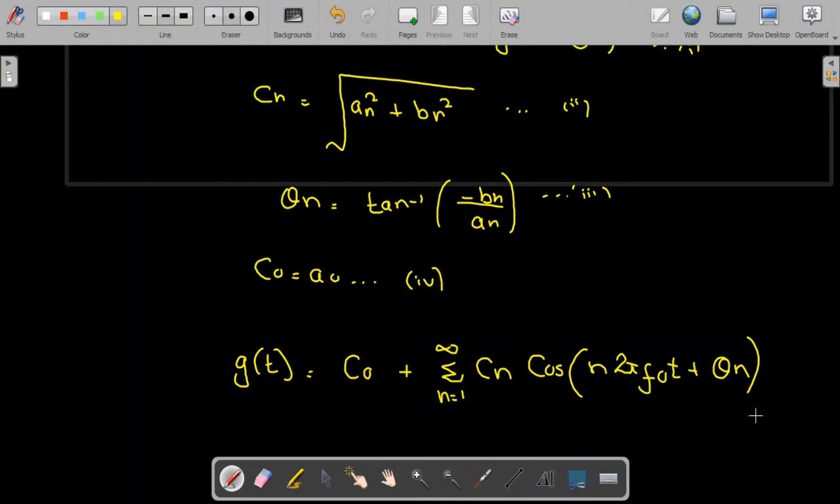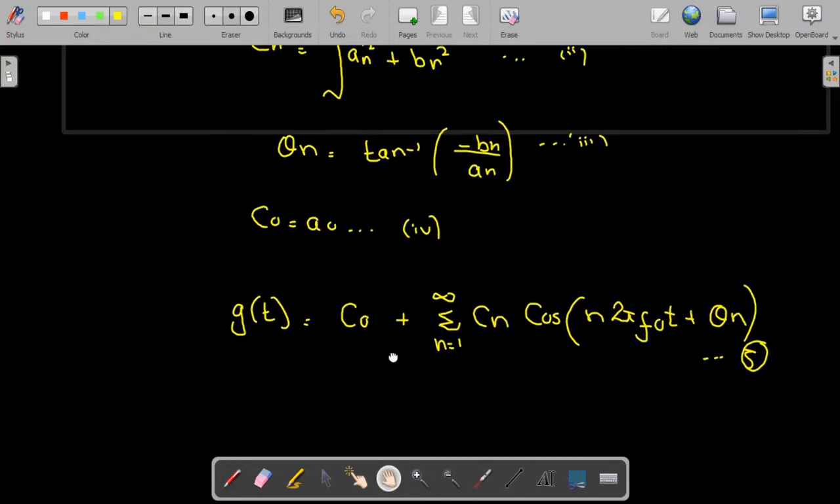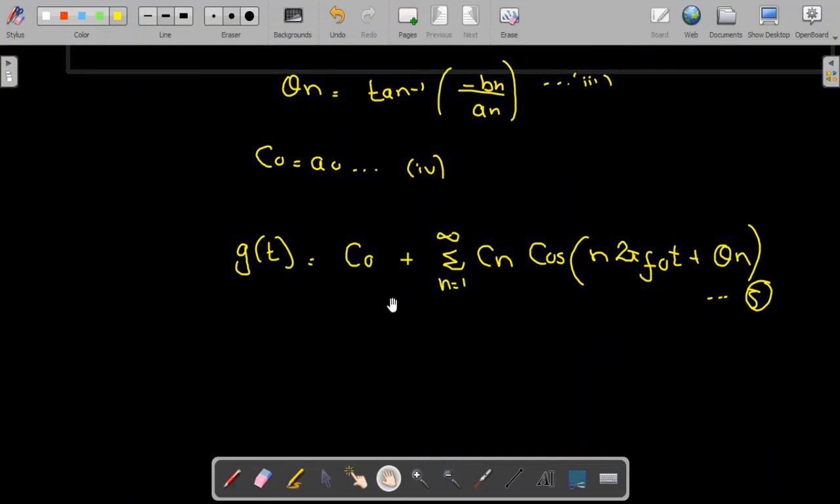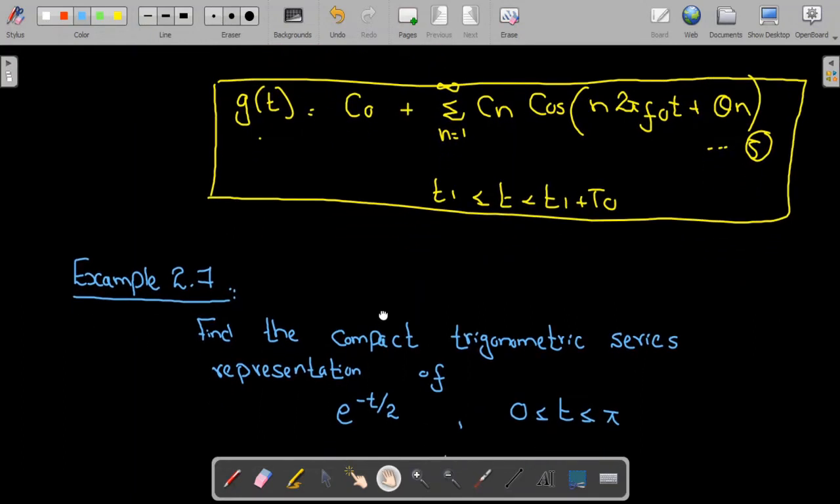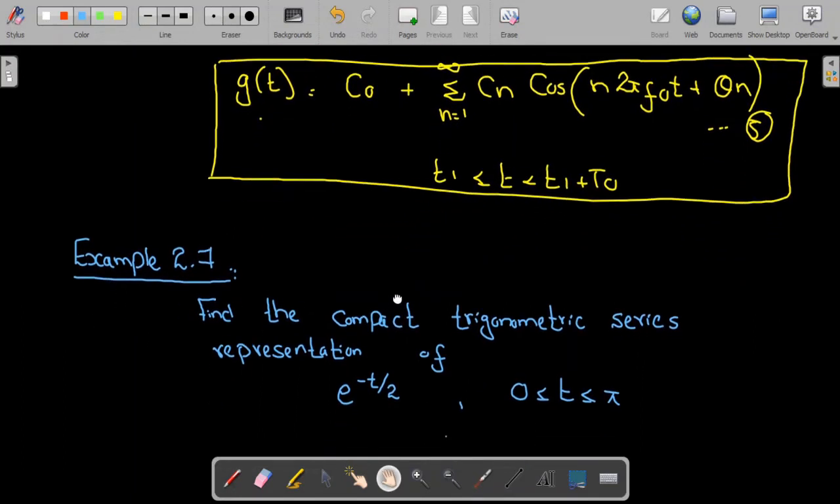Let me name it as equation 5. So this is my general representation of compact trigonometric series expansion, where t is in between t1 and t1 plus t naught. So this equation is my compact trigonometric series representation.